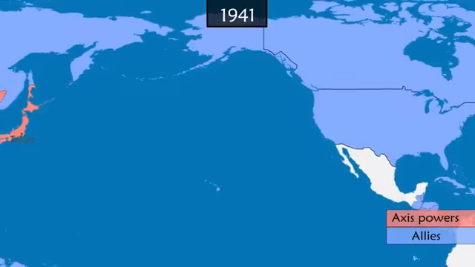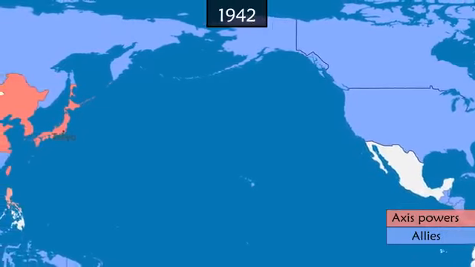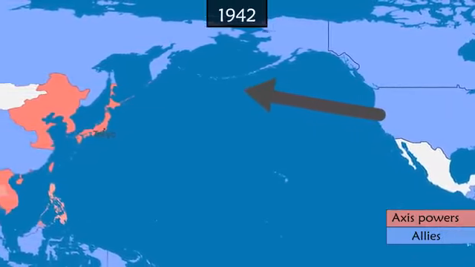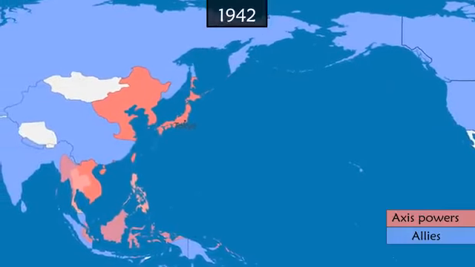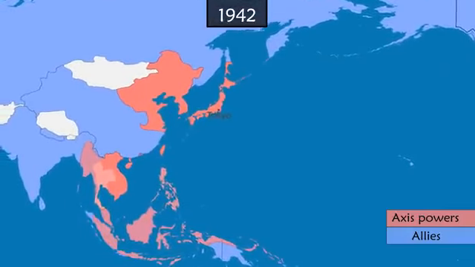The United States enters the war on the Allied side. At first, they concentrate their forces on the Pacific front. The country also provides supplies to the USSR, which continues resisting the German advance. Japan, for its part, conquers new territories in the Pacific.